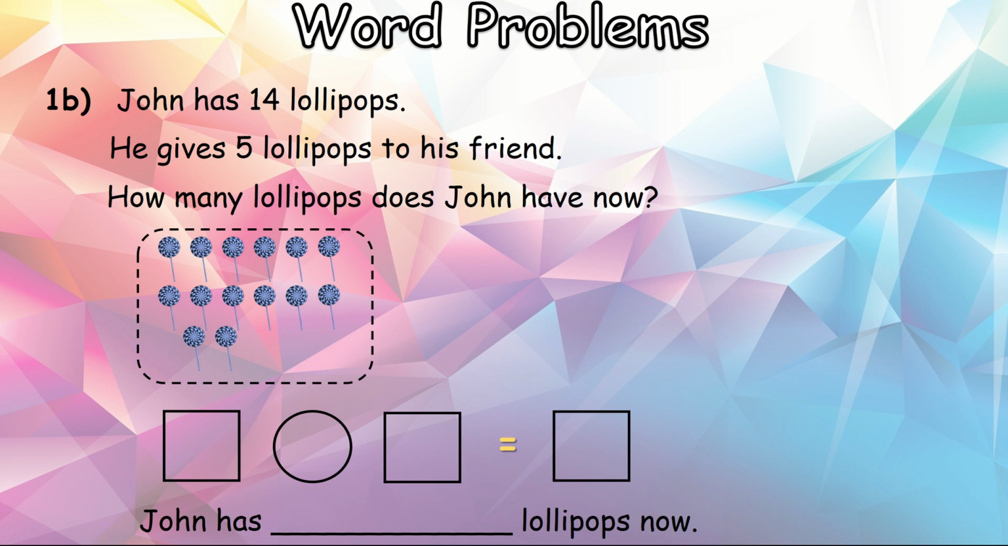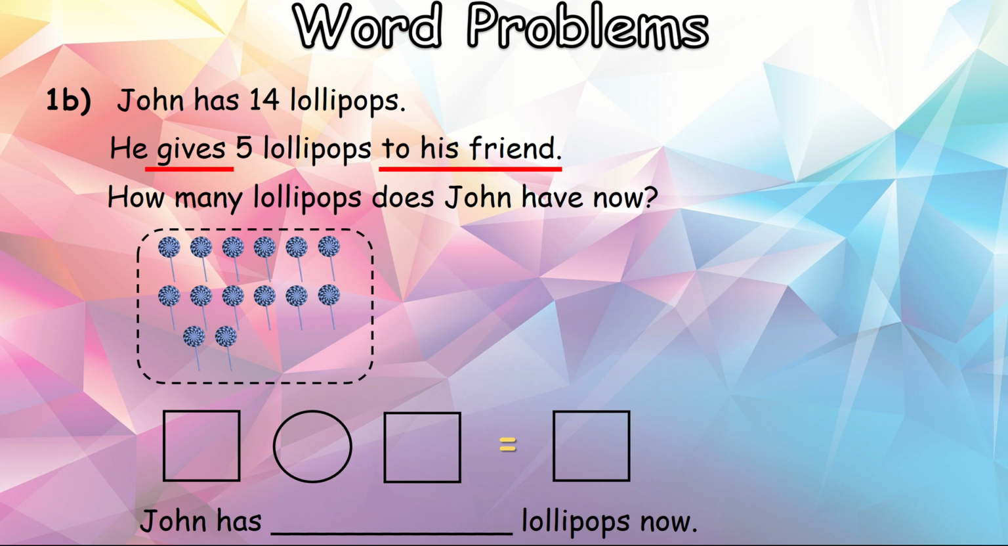All right, okay, I hope that you have copied question 1A already. Now I'm moving on to question 1B, which is on page 10. So John has 14 lollipops. He gives 5 lollipops to his friend. How many lollipops does John have now?